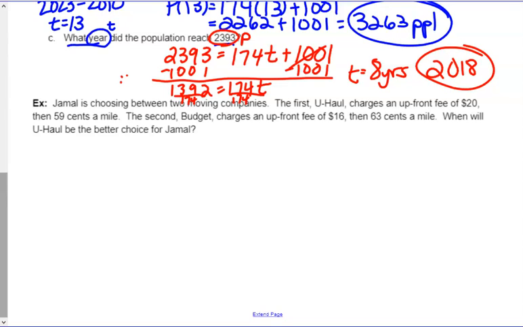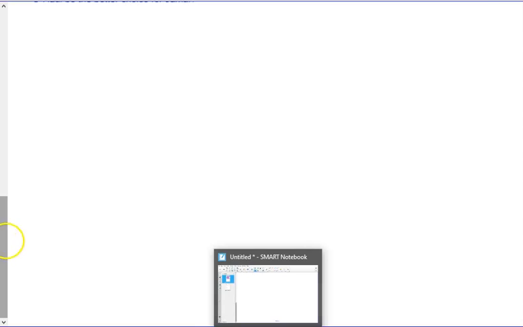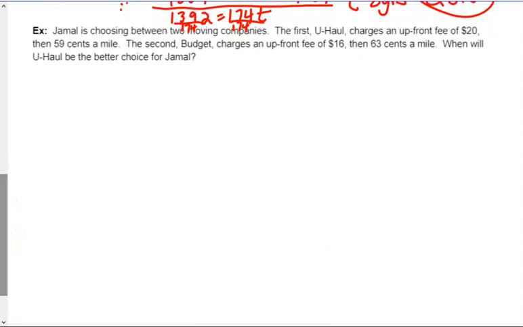Inevitably, you will have some of these situations where you might have a problem where it says, which is better? Which is the better situation? And here's an example of that. Jamal is choosing between two moving companies. First, we have U-Haul that charges an upfront fee of $20 for you just to rent their truck, and then it's 59 cents a mile. The second company, Budget, charges an upfront fee of $16, and then it's 63 cents a mile. And we want to know when U-Haul will be the better choice for Jamal.